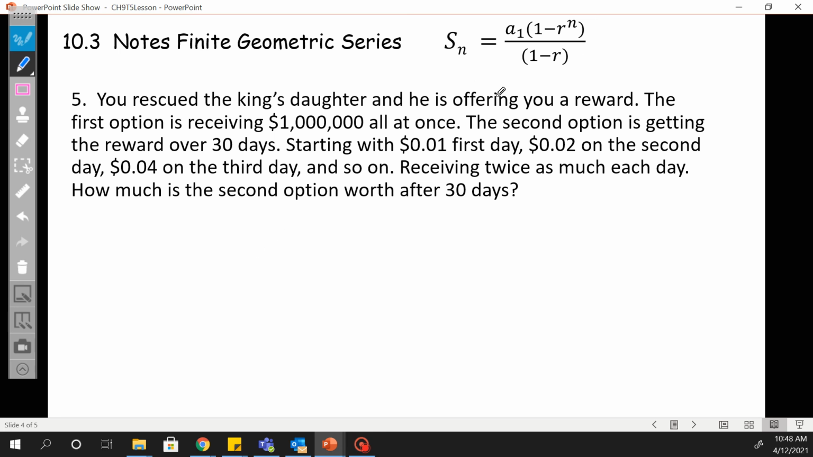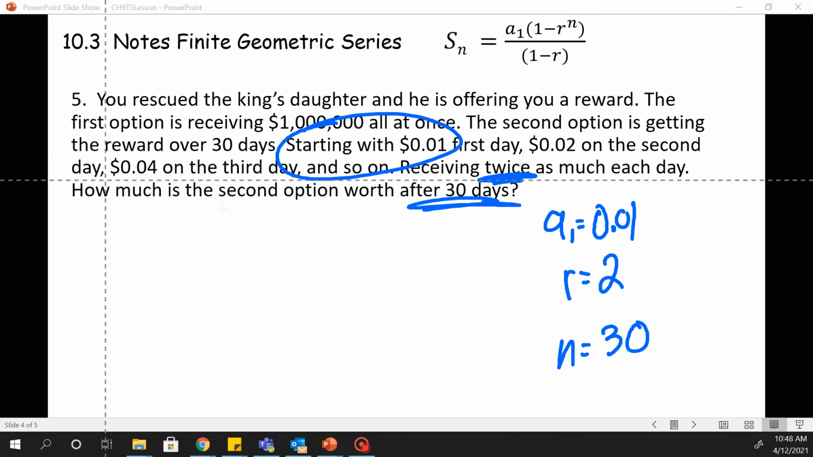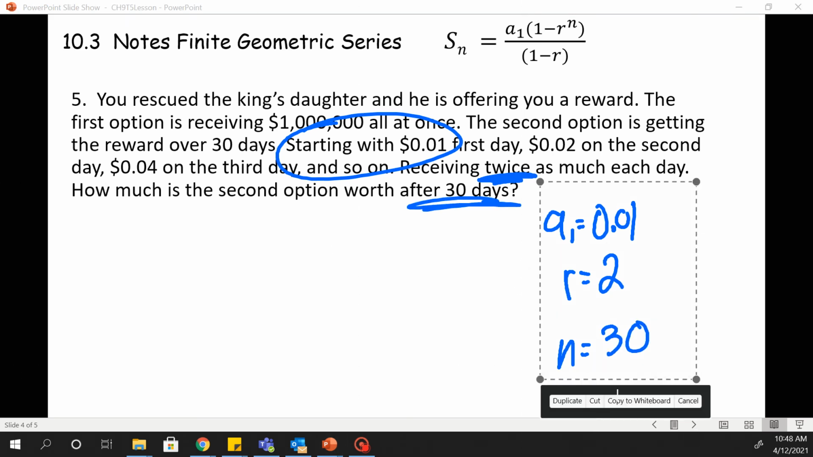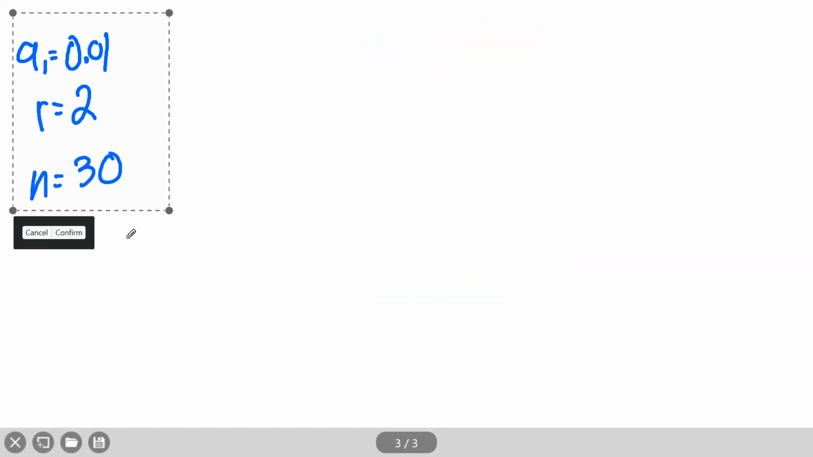Okay, so that's a summation because we're adding all the days together, so that's a series. So the three things we need for the series are the first term, which is starting with a penny. We need the common ratio, which is telling us how much is multiplying by each day. Well, it says twice as much each day, so it's multiplying by 2. And we also need the number of terms, which in this case is the number of days, which is 30. So we have everything we need to do this formula.